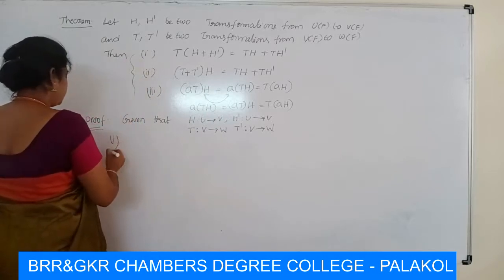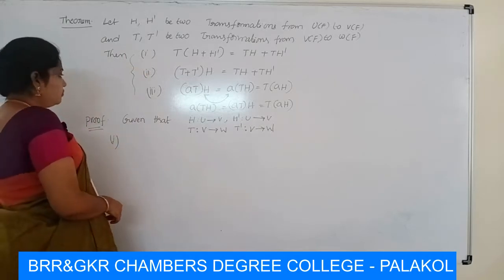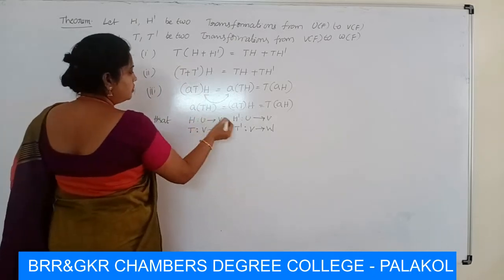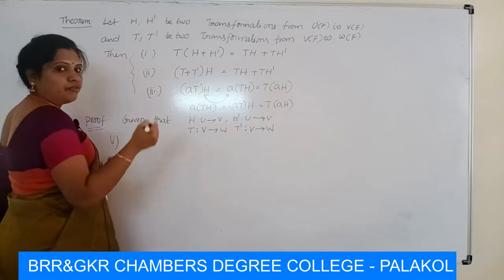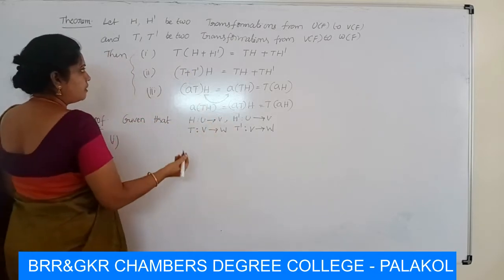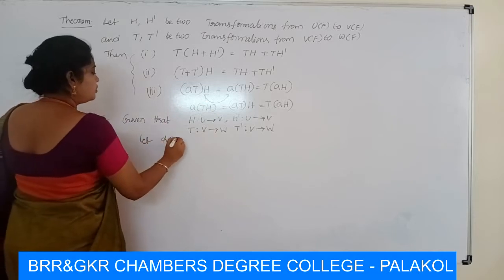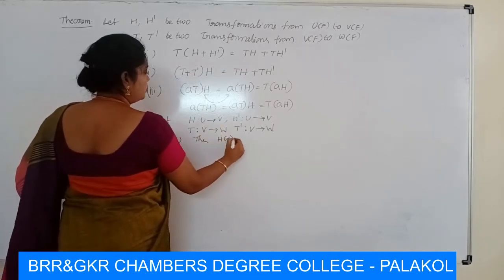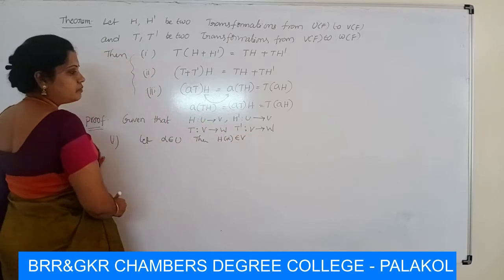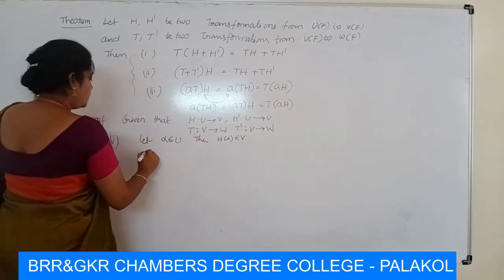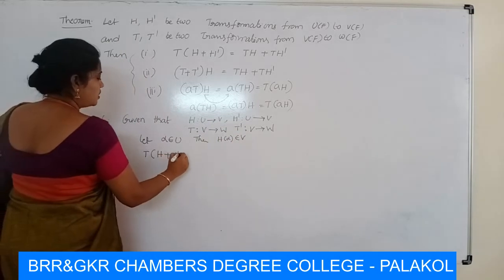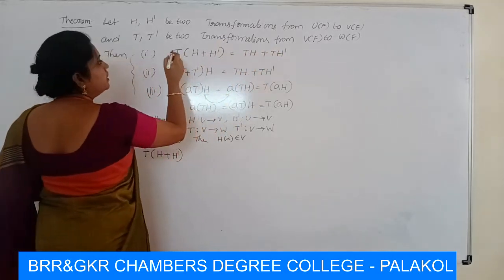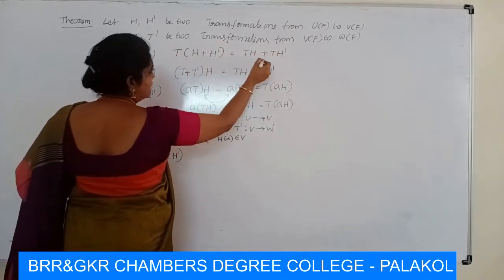So first one, T into H plus H dash. Here H is a transformation from U to V. Now we take an arbitrary element in the domain, that is, let alpha belong to U. Then H of alpha belongs to V. Now T into H plus H dash is equal to TH plus TH dash. We have to prove this.